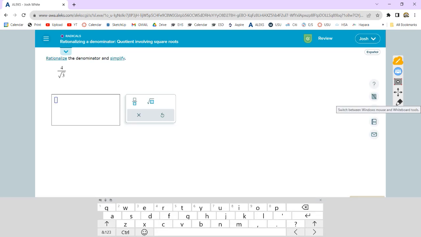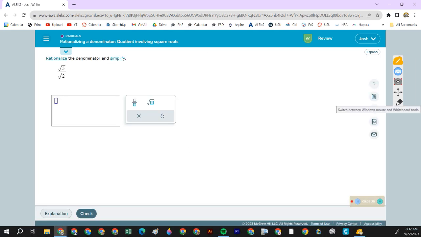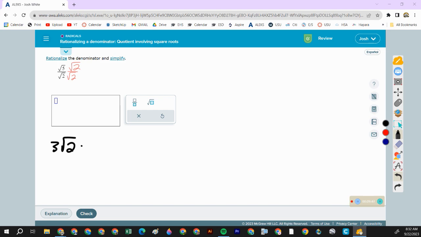That's the exact same problem. All right. Square root of 5 over the square root of 2. So I multiply the bottom by the square root of 2 over the square root of 2. When you multiply radicals, so if I had 3 root 2 times 5 root 3, how do you multiply these? Well, you do outside times outside and inside times inside. So the outside is going to be 15 and the inside is going to be 6.